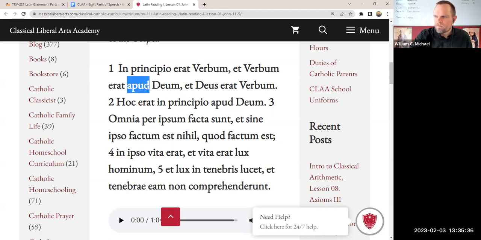And we then come to this word apud. If you look at the translation, you know that apud is joined together with deum to mean what? What does apud deum mean? With God. Good. It means with God. So now let's identify the part of speech.